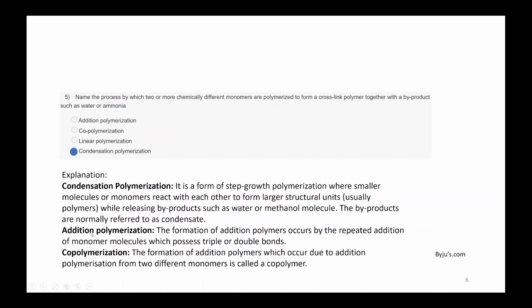And another is addition polymerization. Addition polymerization can be defined as the formation of addition polymers by the repeated addition of monomer molecules which possess triple or double bonds. And copolymerization is the formation of addition polymers which occurs due to the addition polymerization of two different monomers, and the product is called a copolymer.